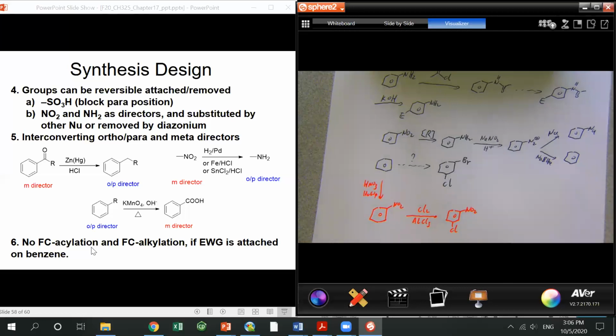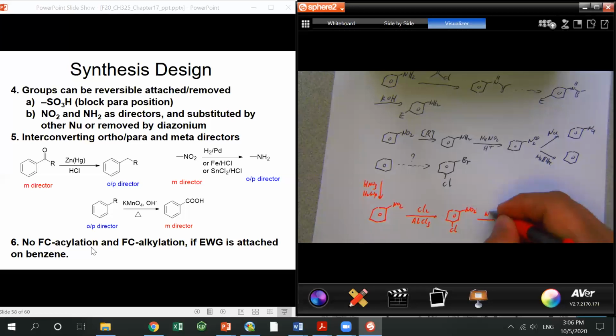All right, so no problem. You put the para positions, okay. And then following that, you have to find a way to convert this nitro group into bromine, okay. So we can use diazonium reactions, okay.